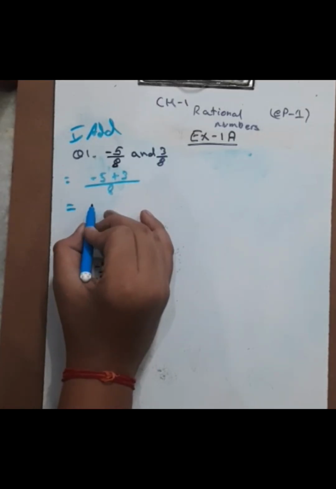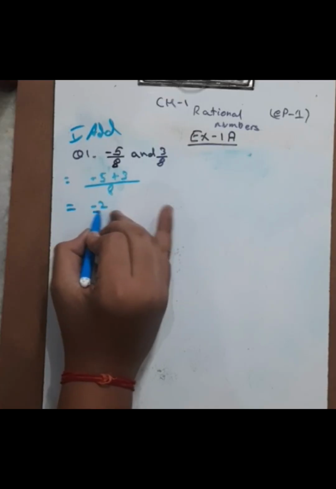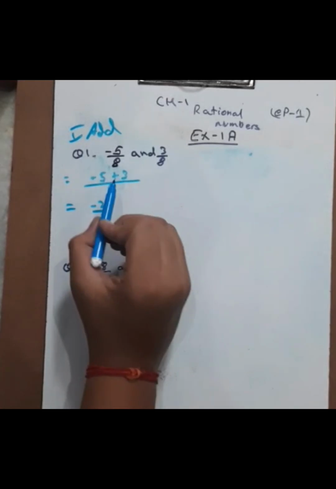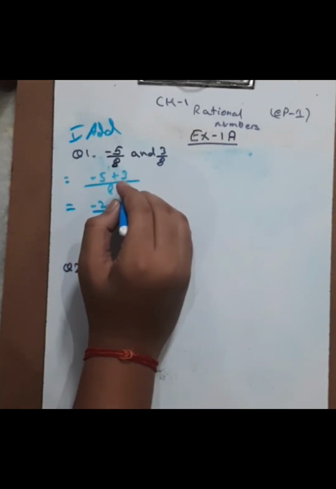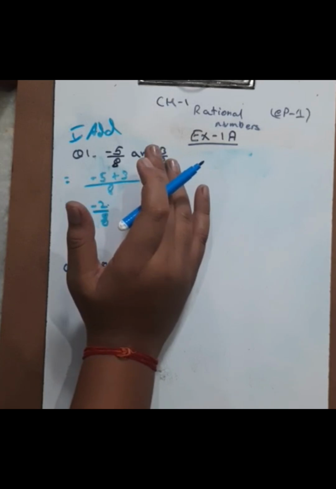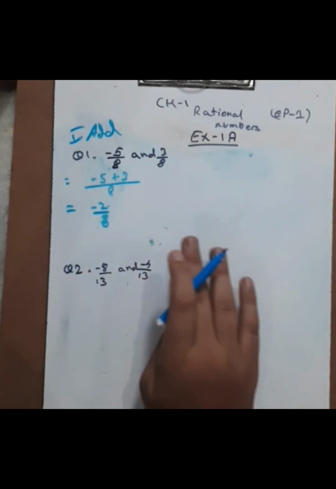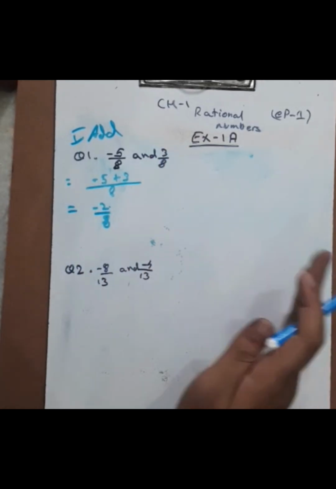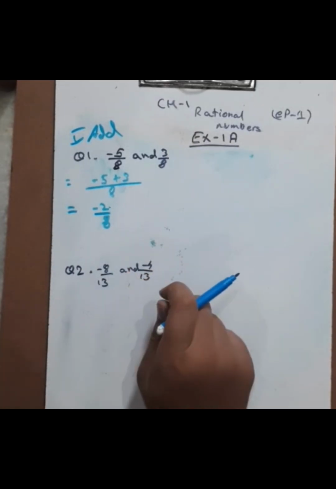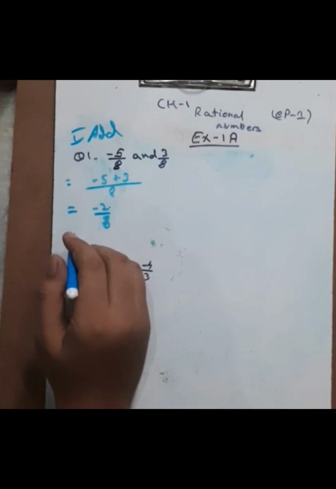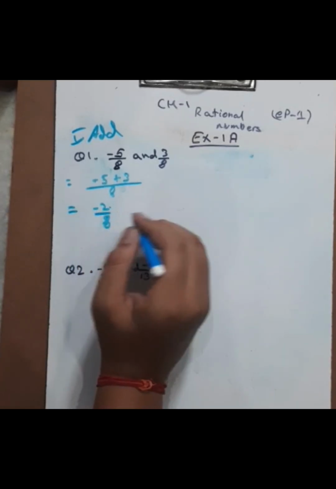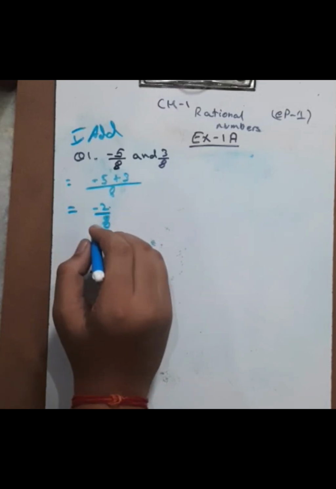So minus 2 by 8. Why minus 2 by 8? There is minus 5 plus 3. If you are bankrupt and your bank account is minus 5 and I give you 3 rupees, what is your bank balance now? Minus 2. This answer is also correct, but you have to simplify it.